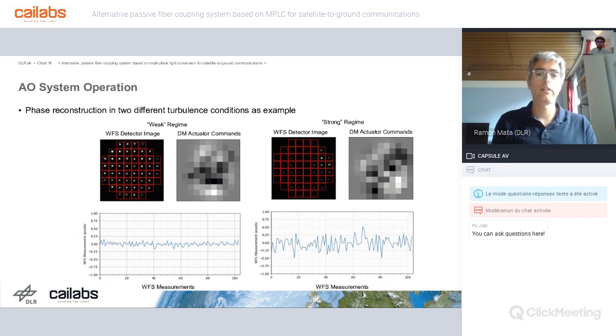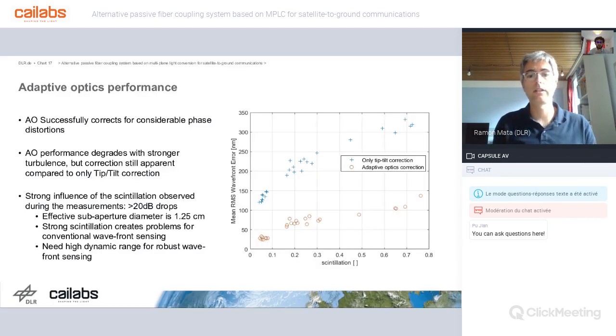And you see that in the weak regime most of the subapertures are well illuminated. So you see really a difference. This difference between the weak and strong regime we will also see in the performance of the adaptive optics. You see the residual root mean square wavefront error. The blue crosses are when we only make tip-tilt correction, so there is no adaptive optics in the sense that we are not correcting any aberration. We are only correcting the tip and the tilt. And the red circles are when the adaptive optics correction was applied.